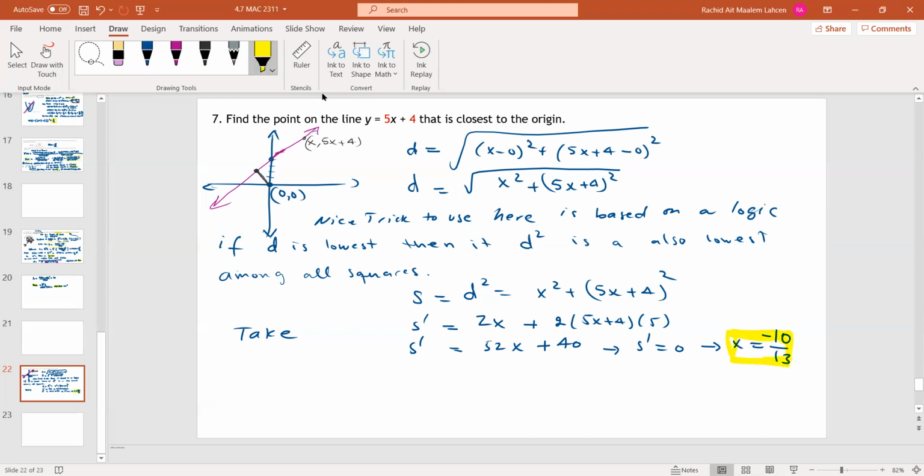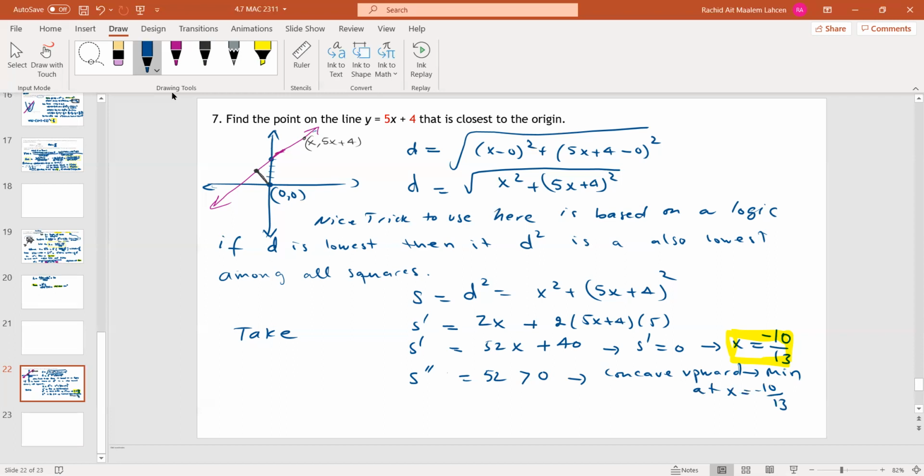All right. If you want to do it the other way, if you want to investigate using the second derivative, it's 52, and it's also going to be positive, right? It's greater than 0, which means it's concave upward, which means there is a minimum there, right? So minimum at x equals negative 10 over 13.